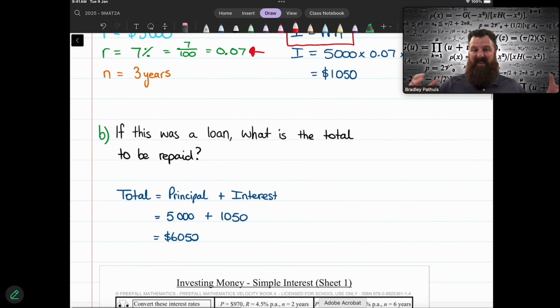Part B said, if this was a loan, what is the total to be repaid? Well, I need to pay all of the $5,000 plus all the interest that I've been asked to pay for it. So I need to add those two amounts together, and you can see that I've got that written there. The total is 5,000 plus 1,050, and that gives us $6,050.